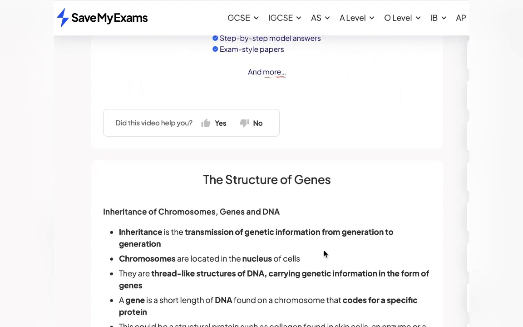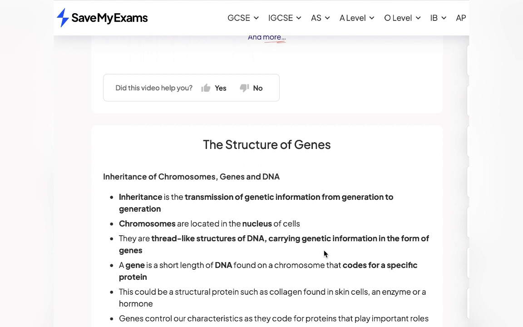Okay, quickly, we had an overview of the gene, the DNA strand, the chromosomes, and then the nucleus, right? We had an overview of them. So let's take a look at the structure of the gene.